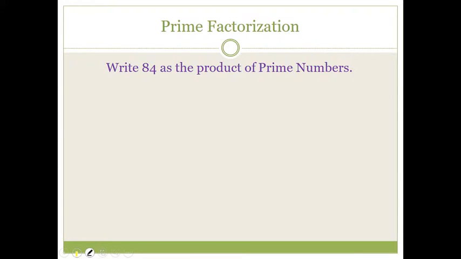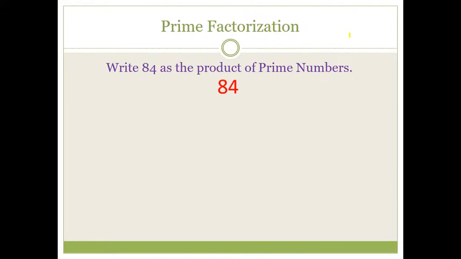So how about we write 84 as the product of prime numbers? Now how come I can do this? How come I can take a number and write it as prime numbers being multiplied together? That is one of the properties of prime numbers. Turns out that any whole number is either prime itself, like 5, like 7, like we talked about, or we can write it as a product of prime numbers.